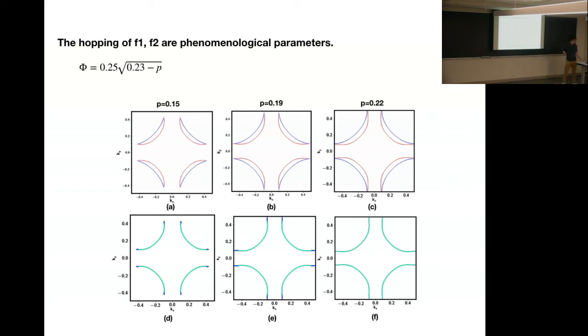Yeah, so it's very different. So it is a small Fermi surface. It is a Fermi surface. The backside is very hard to detect.